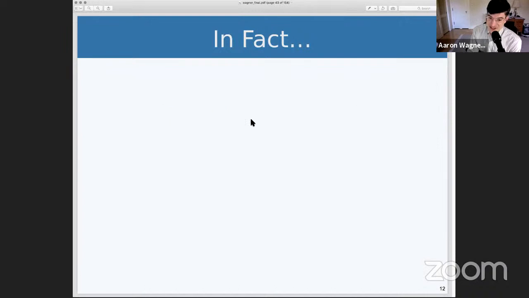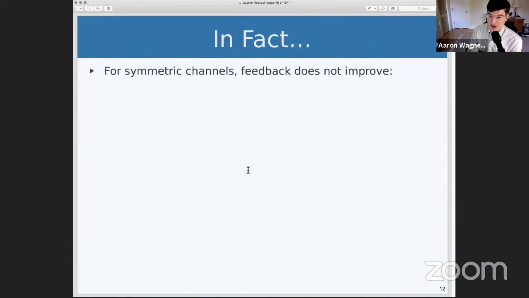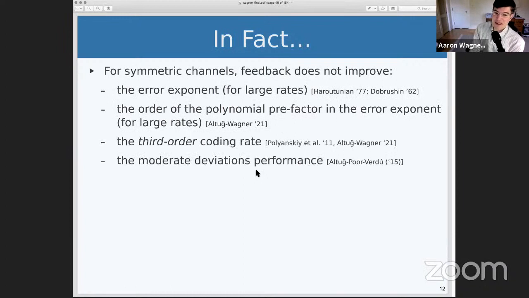So this is the second order coding rate. You can look at the next term in the expansion. So you have capacity plus 1 over square root of n plus something. And that something is also not improved with feedback. The moderate deviations performance is also not improved with feedback for symmetric channels. So for symmetric channels, pretty much every asymptotic performance measure that we can compute shows no improvement with feedback versus without. So that leaves asymmetric channels.